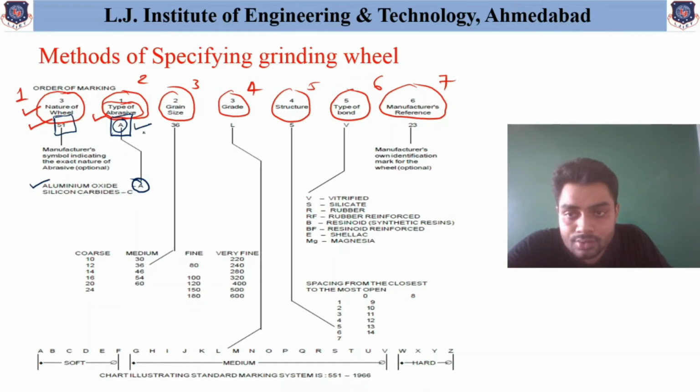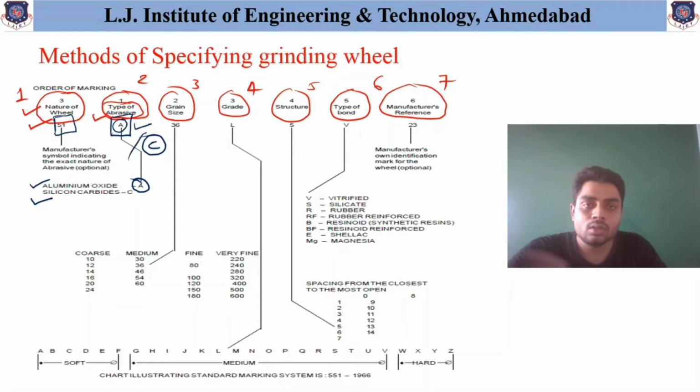Similarly, if in place of A the letter C is used, then that C indicates the material used, that is silicon carbide. So there might be a variation. Mostly the letters used are A or C. A indicates aluminium oxide, C indicates silicon carbide. Now the third part, and that third part gives the idea about the grain size.